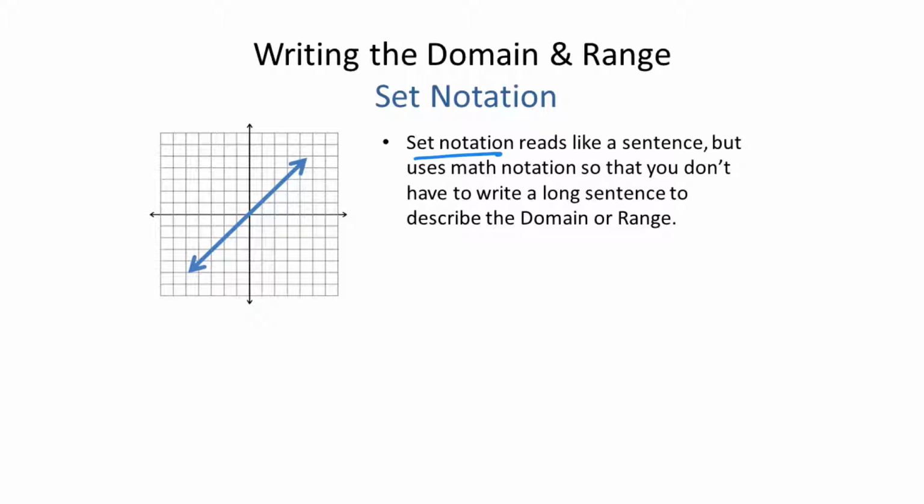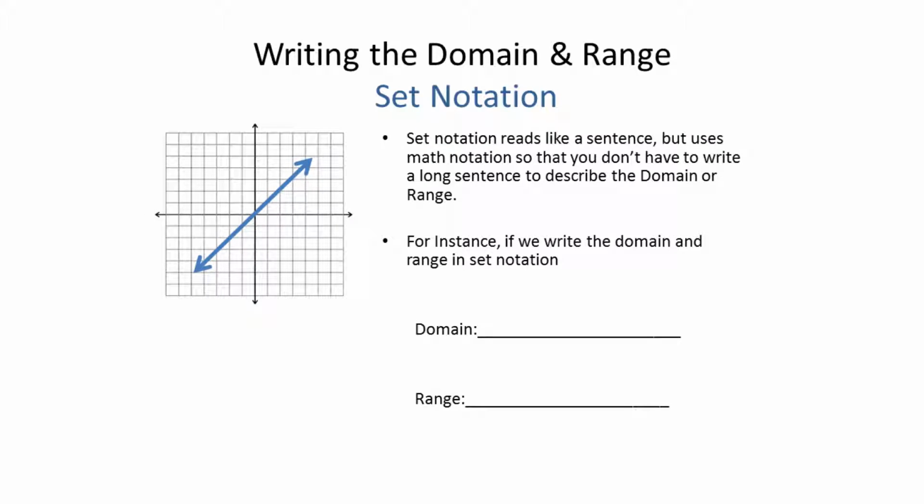reads like a sentence with math symbols. So we're going to replace the words of the sentence with math symbols. Okay, now we're just going to write the domain and range using set notation that we learned last year. So hopefully we remember that set notation starts with this. It's a French bracket, and because we're writing domain, we're going to be writing the x values first. So I'm going to say x, and in set notation we're going to use this symbol, meaning the element of, and we're going to use all real numbers.